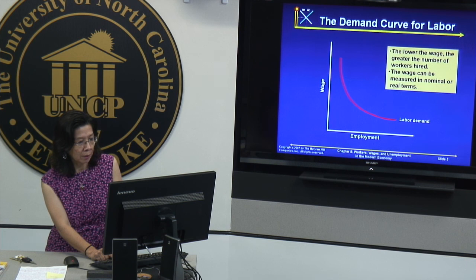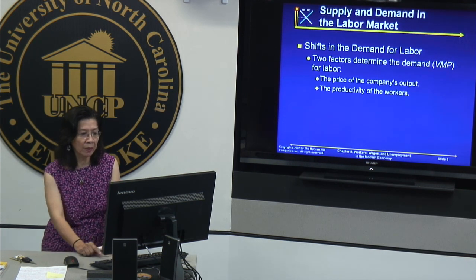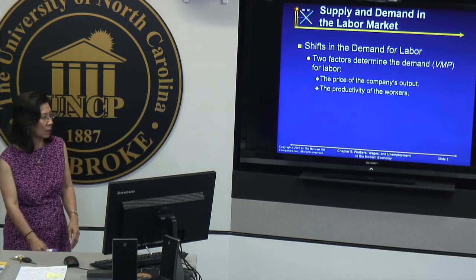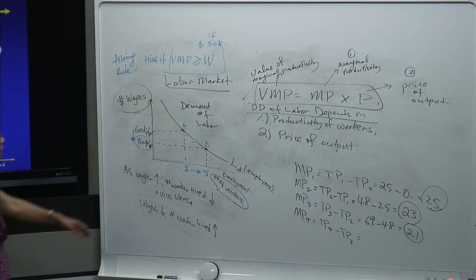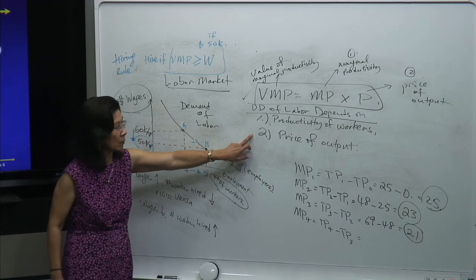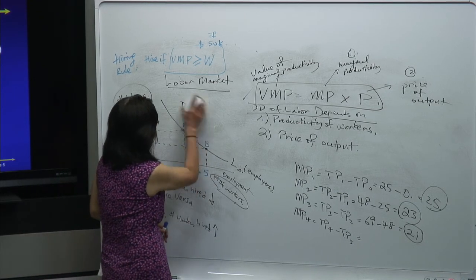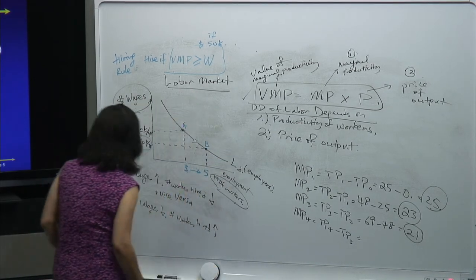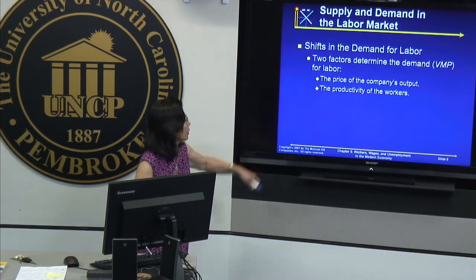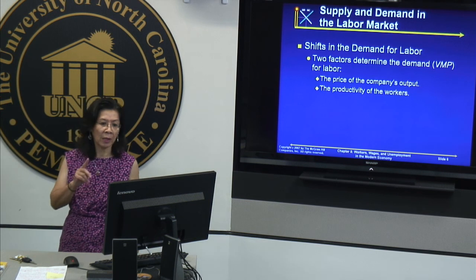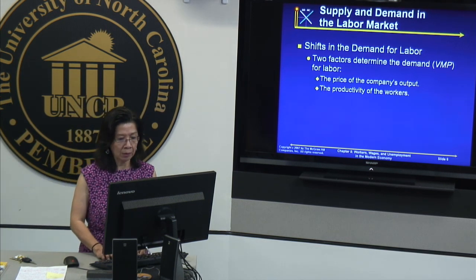Okay, next, we want to look at the shift in demand for labor. I think I mentioned earlier that if you shift the labor demand curve, it would be due to one of those two factors. The first factor is the productivity of the worker. So let's look at another example. The second factor is the price of the company's output, which in this case is the price of the computers.